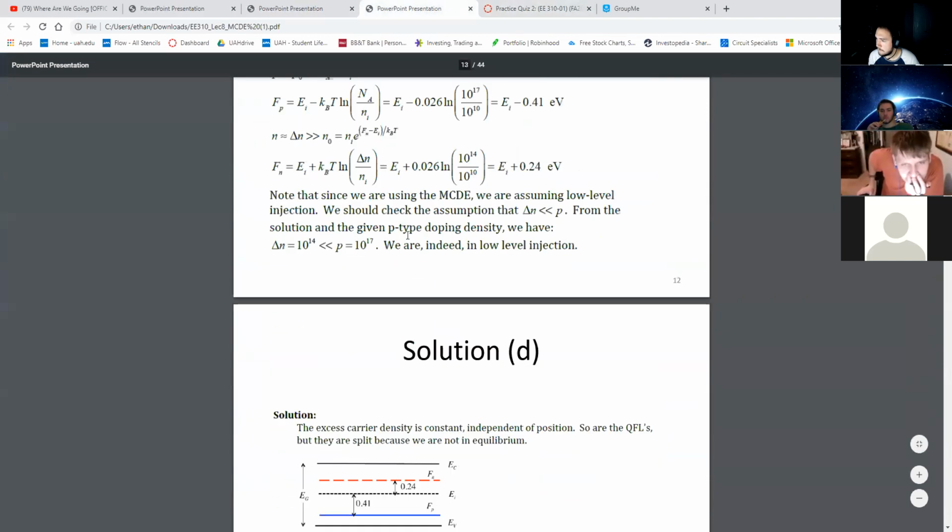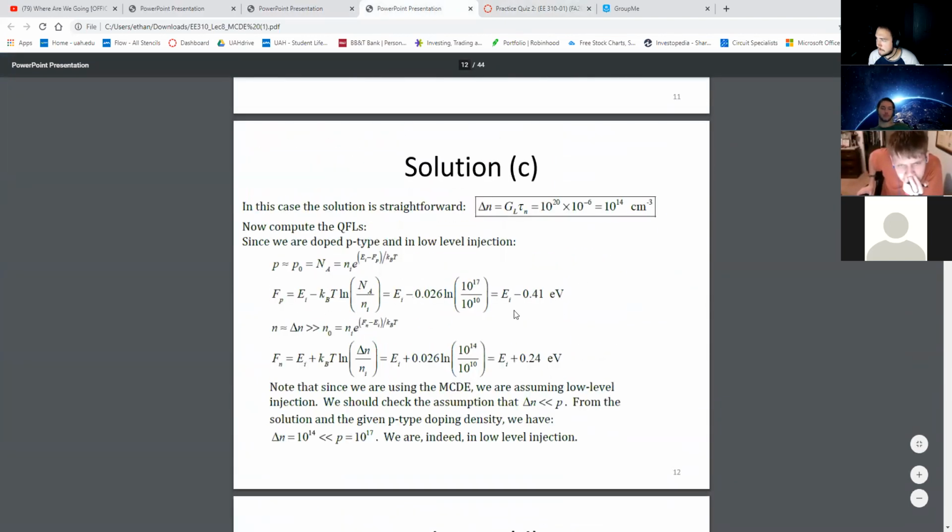Nope, Fermi levels. Where do you hide? Here's where the Fermi level equations are.